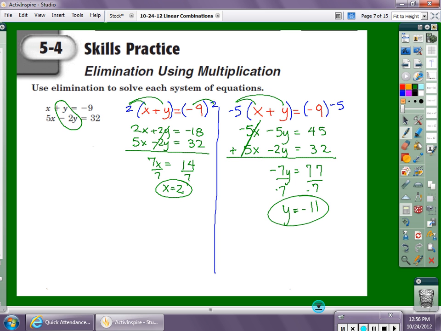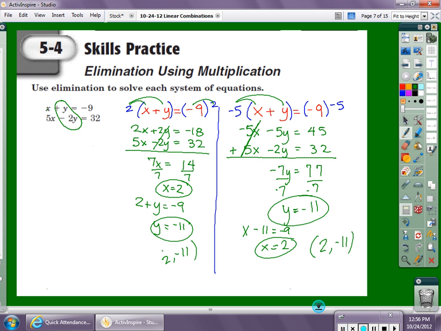Here I'm going to plug my 2 back in. So I'm going to plug my 2 into my original equation. 2 plus y equals negative 9, and find that y equals, subtract 2 from both sides, negative 11. Aha! Same thing as I got over here. If I plug y into that first equation, x plus y, which is a negative 11, equals negative 9. Add 11 to both sides, and I get 2 equals x. So notice, same exact solution. 2, negative 11.